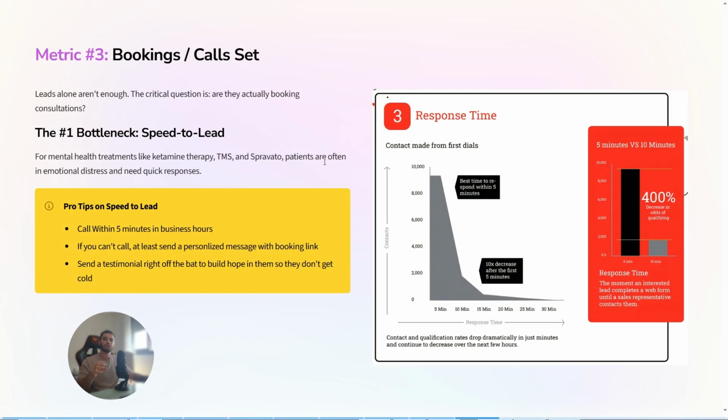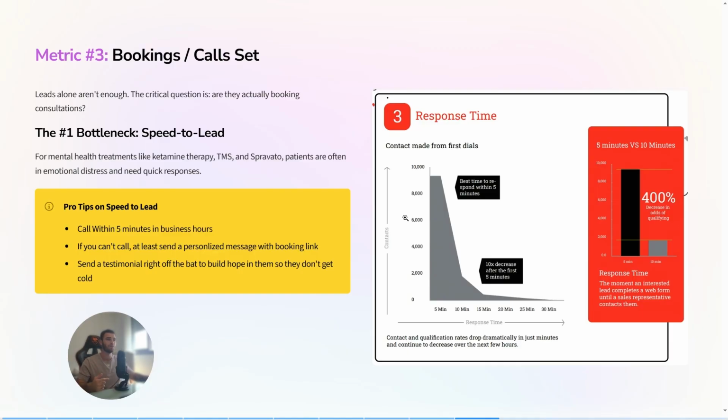Okay, so metric number 3 is bookings/consultations set. And you need to understand something very crucial here. Having leads is great, but if they don't book consultations, then it's not doing anything for you, your pocket, or helping them in any way. And there's a huge bottleneck that you probably don't know, and that is speed to lead. Okay, and especially for clinics like yours, calling people as fast as possible is insanely crucial.